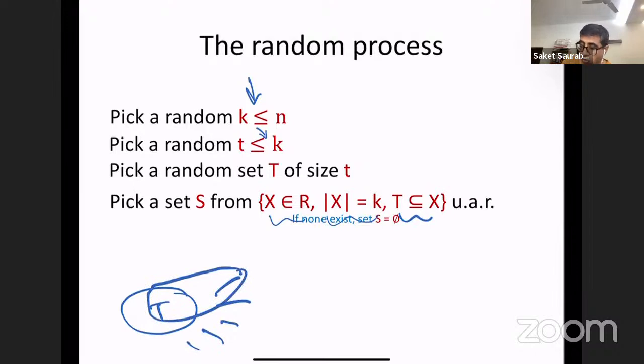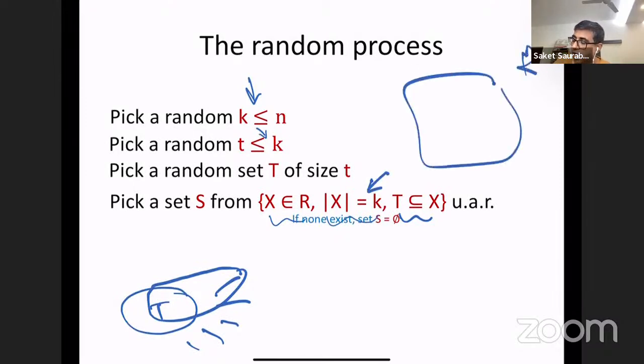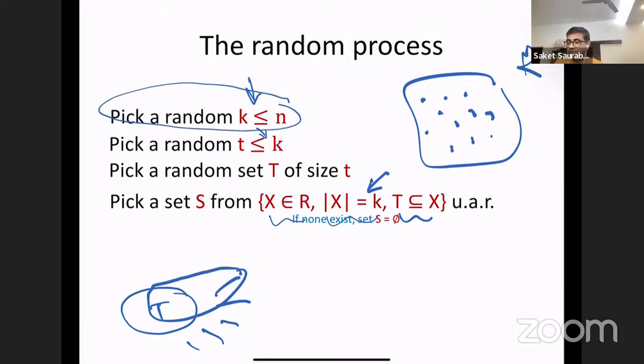So you look at all X in R, where the size of X is k and T is a subset of X. So basically, look at this R. I don't know how to do this process. I say, look, the sets here have some size from 1 to n. So let me guess that size. That is the first step. So I'm guessing the size of the set which I'm going to enumerate in this process.